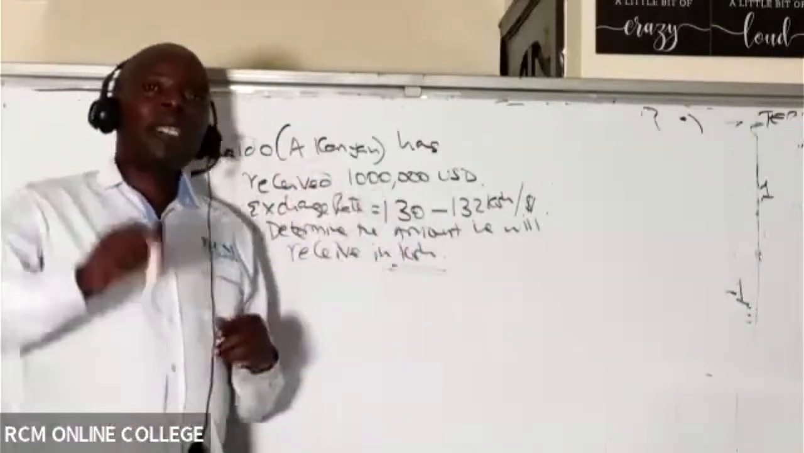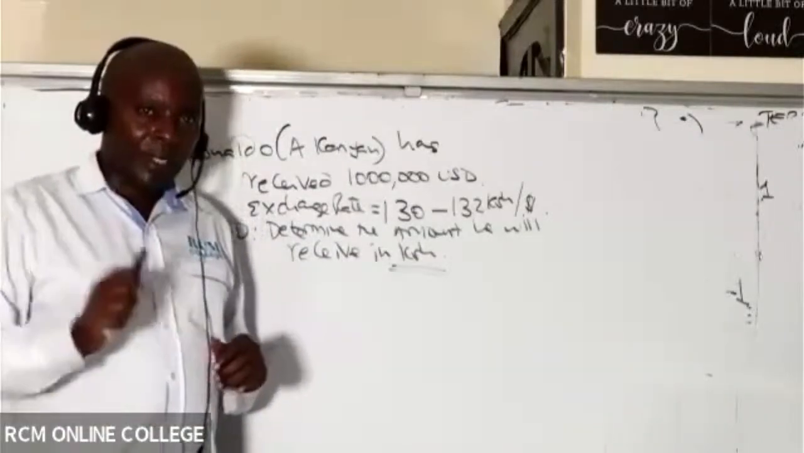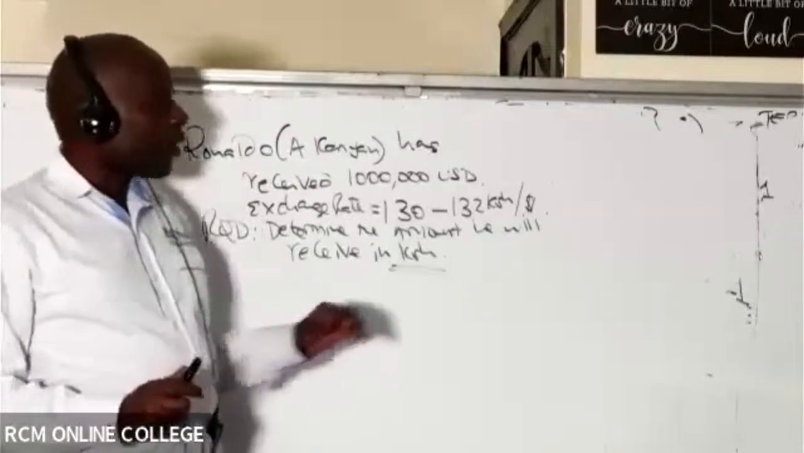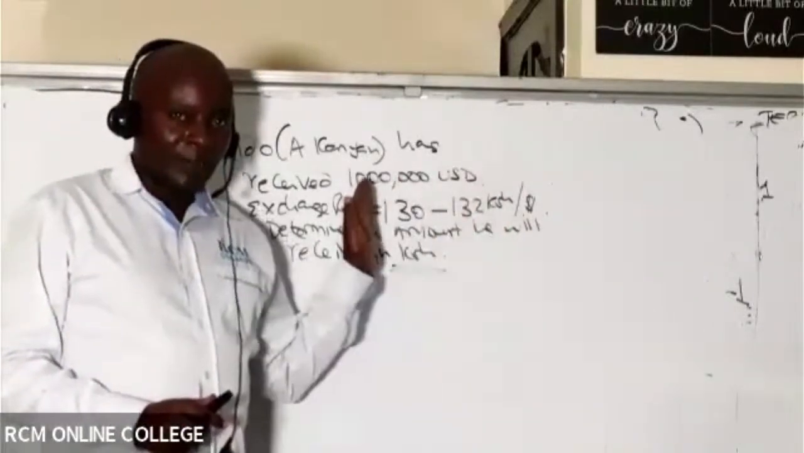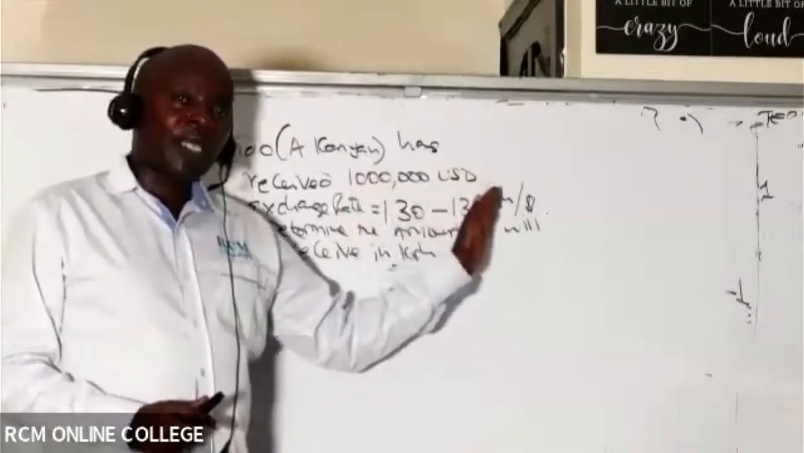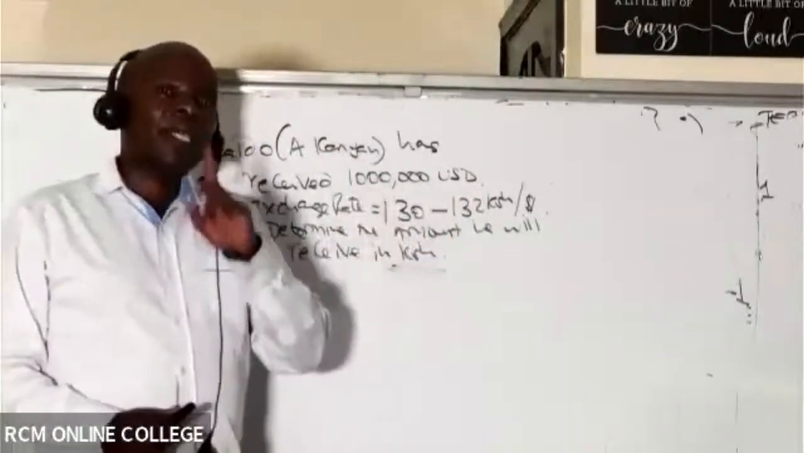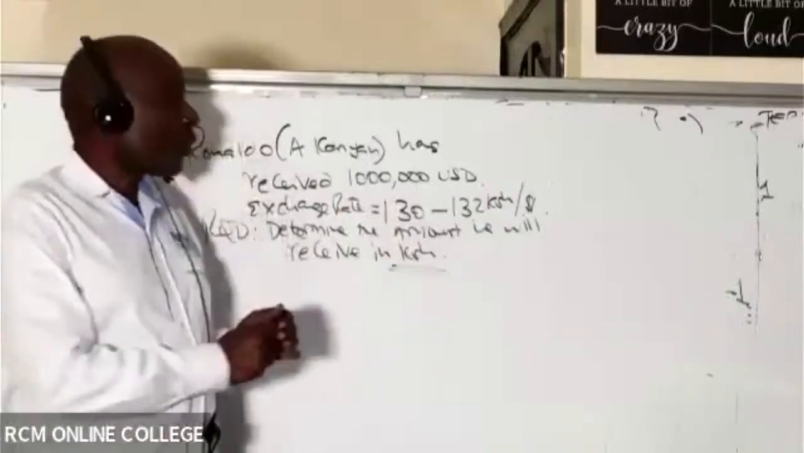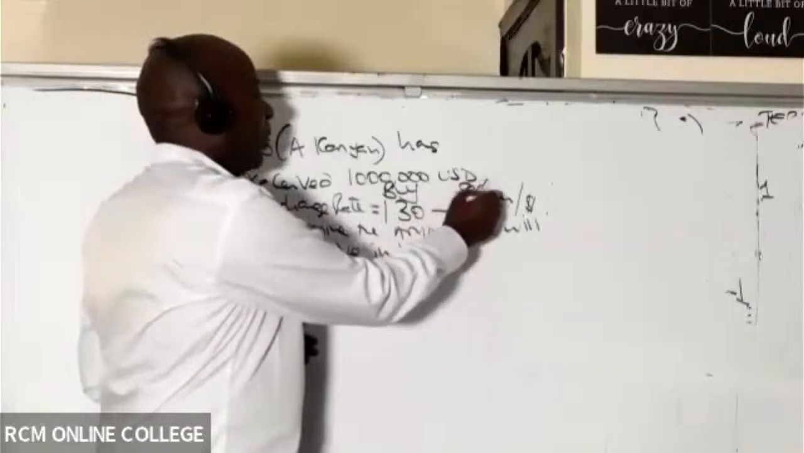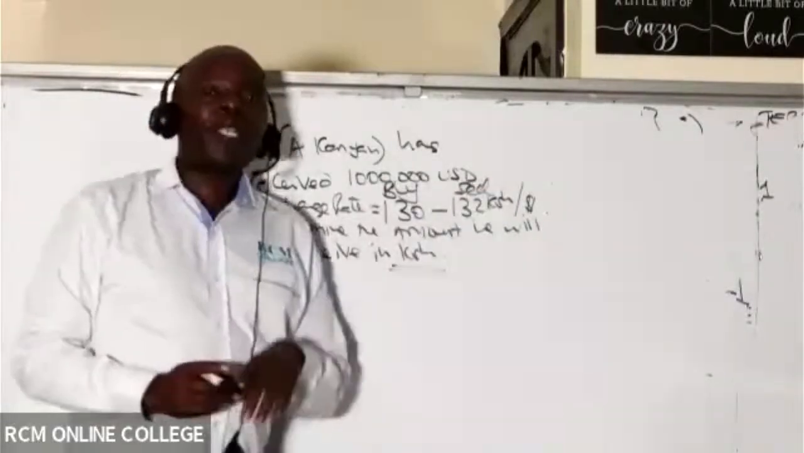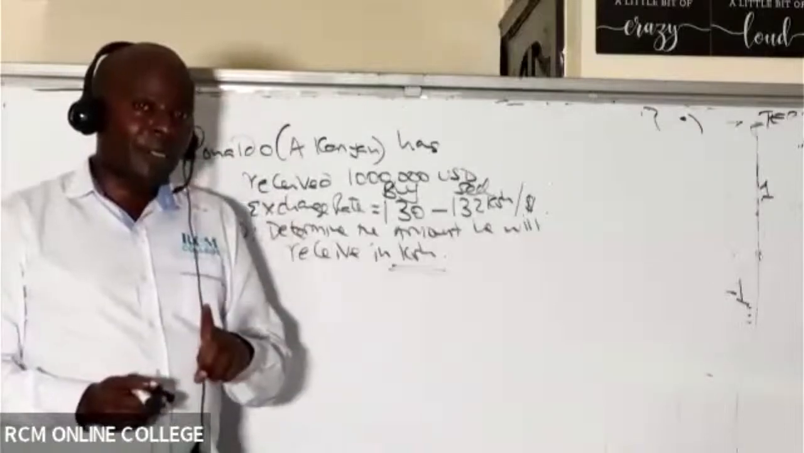Ronaldo is a gentleman that we know here is a Kenyan. So his home currency is Kenya shilling. So where is Kenya shilling? Kenya shilling is on the left side. So if Kenya shilling is on the left side, then the number on the left becomes the buying rate. So this will be the buying rate, and this will be the selling rate. So it depends on the position of your home currency.